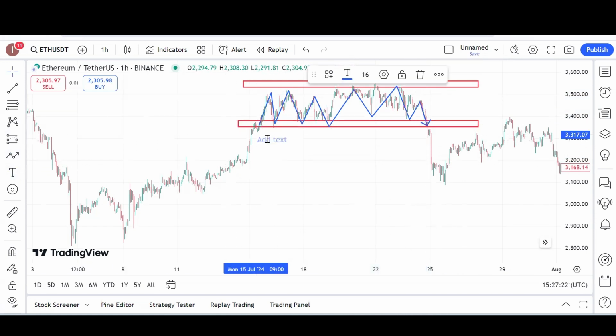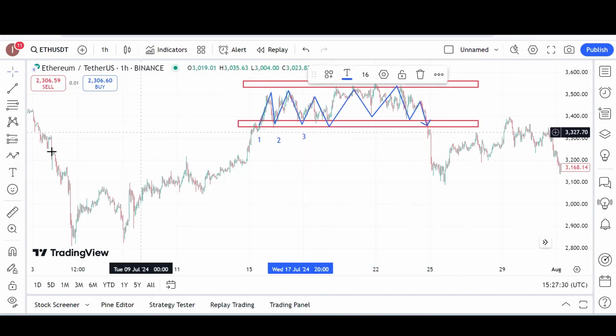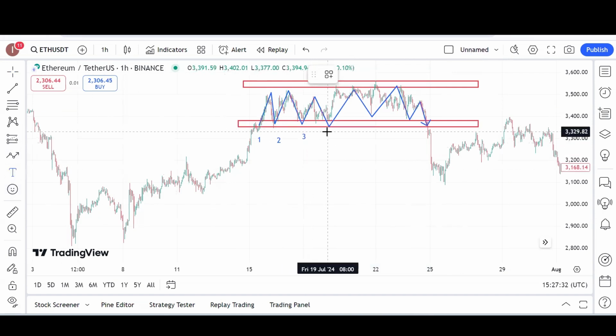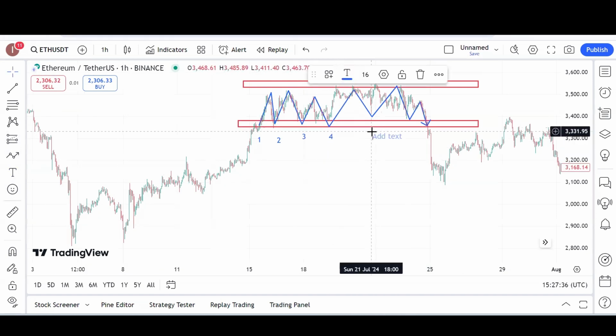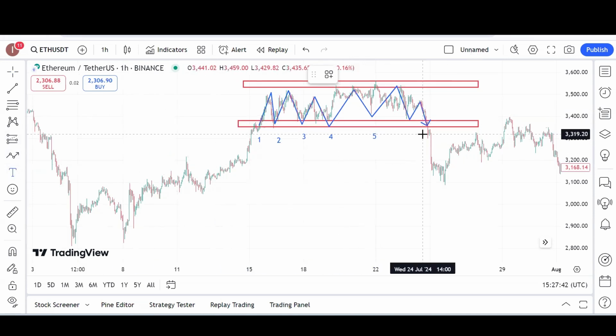Because you will get one trade already, and you will get a second trade, and a third trade, and a fourth trade, and you will get a fifth trade, and you will get a sixth trade. You can easily grab money in this section.